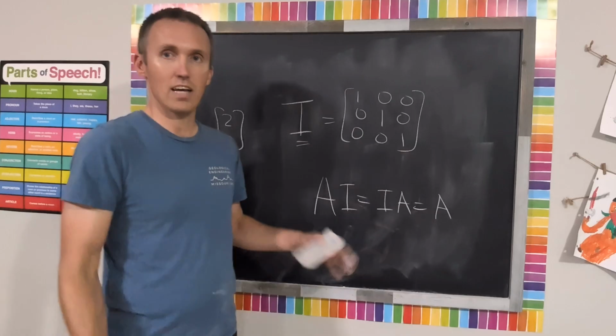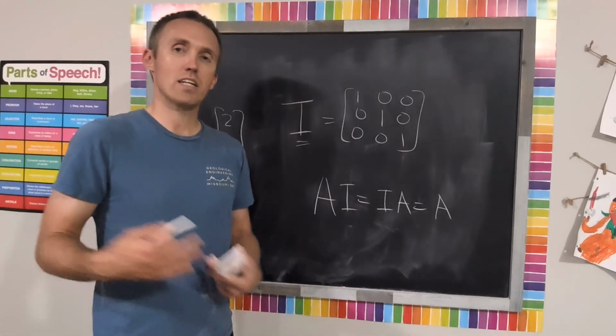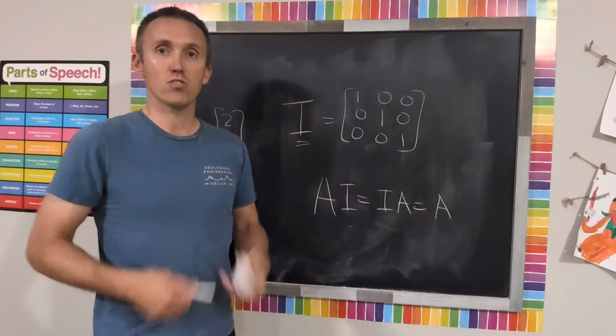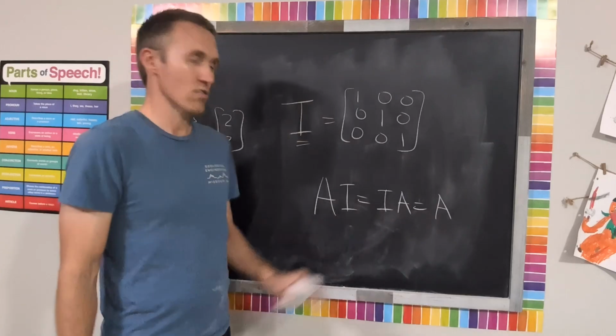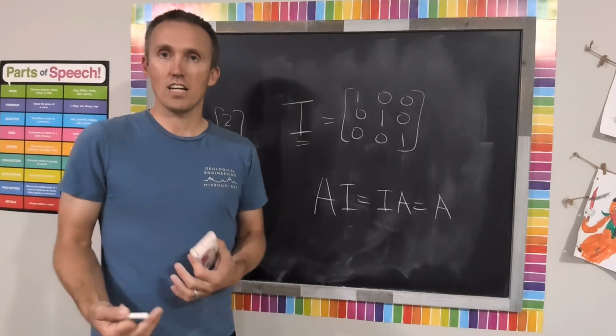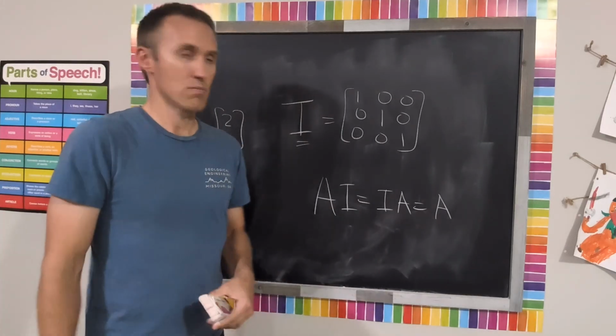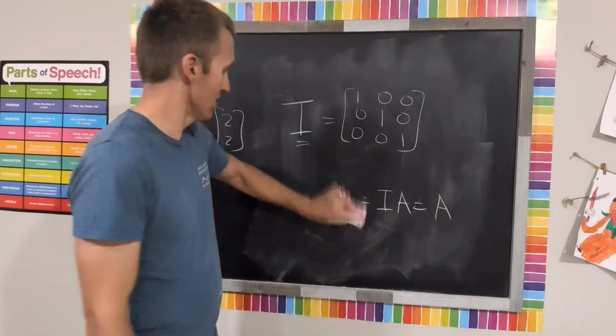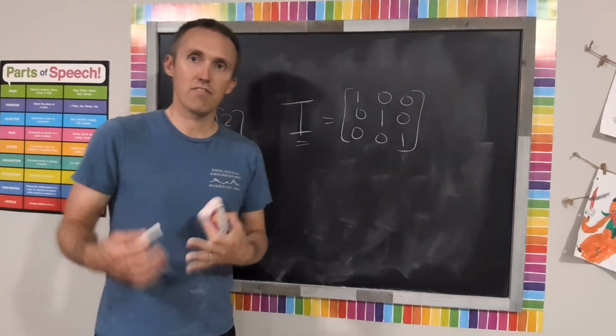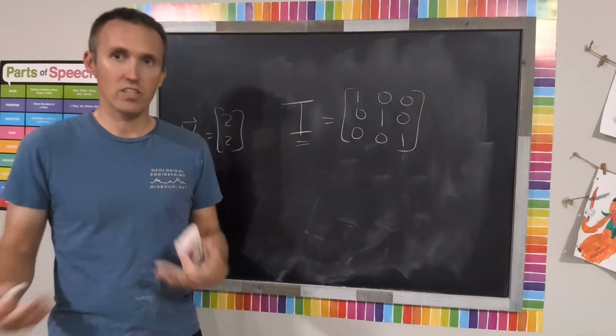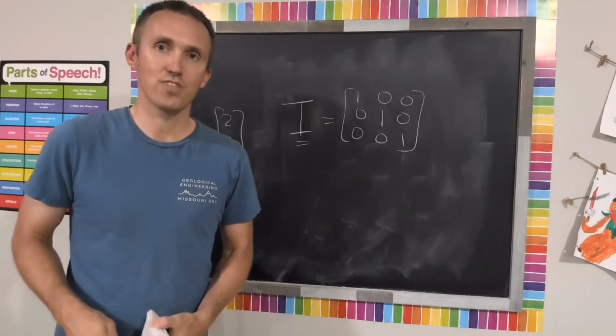So the identity is like 1 for scalars. Multiply any scalar by 1, any number by 1, you'll just get that number. Multiply any matrix or vector by the identity, and you get that matrix or vector back. All right, so that's a very basic introduction to matrices and vectors and how we work with them. So I'll see you in the next videos.